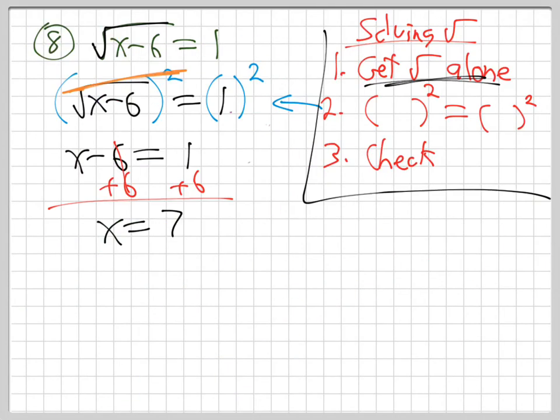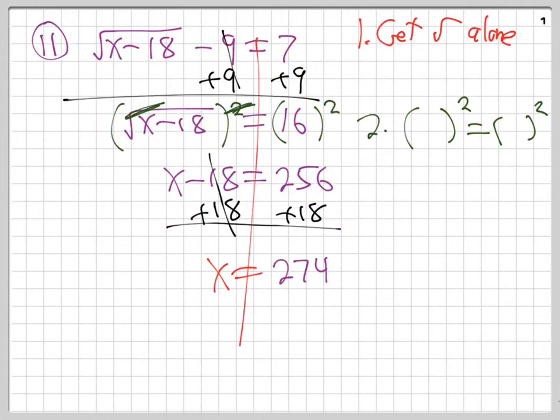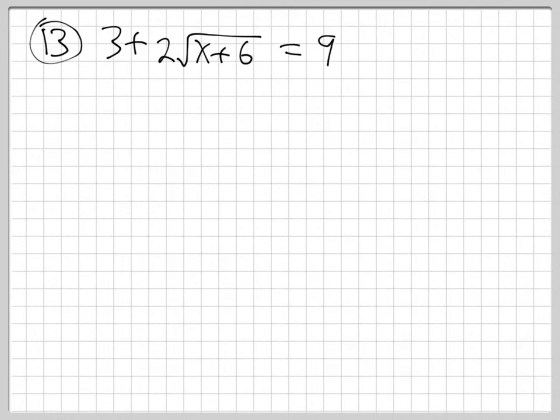Let's go to the big 13. They're all the same type of plug-in thing. Just plug them in and hit the buttons. So not bad. Let's go to 13: 3 plus 2 square root of x plus 6. So all formula.